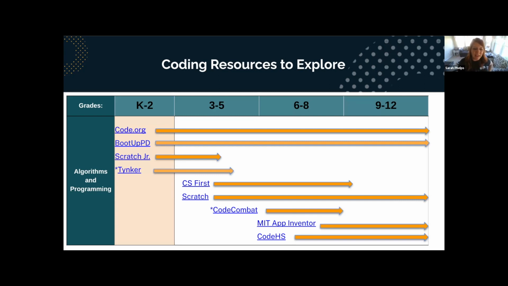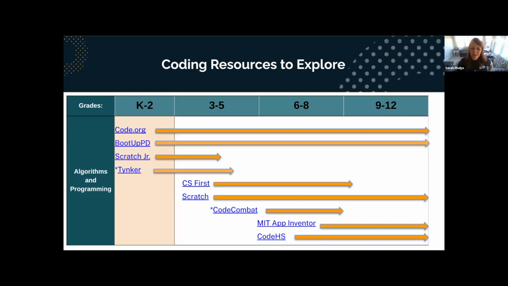So code.org, Boot Up PD, Scratch Junior. Boot Up and code.org are K-12. They have resources and lessons for K-12. Scratch Junior is for your younger students. It's for K-2, you would probably use it with 3. We've got Tinker, and actually, I think Tinker goes all the way up to 8th grade. CS First and Scratch are ones that you can kind of start with that middle grade. Just because they start in middle grade doesn't mean that they're not for beginners. It's just that the interface has a little more text, so your kindergartners are going to benefit from those K-2 resources because there's less to read.